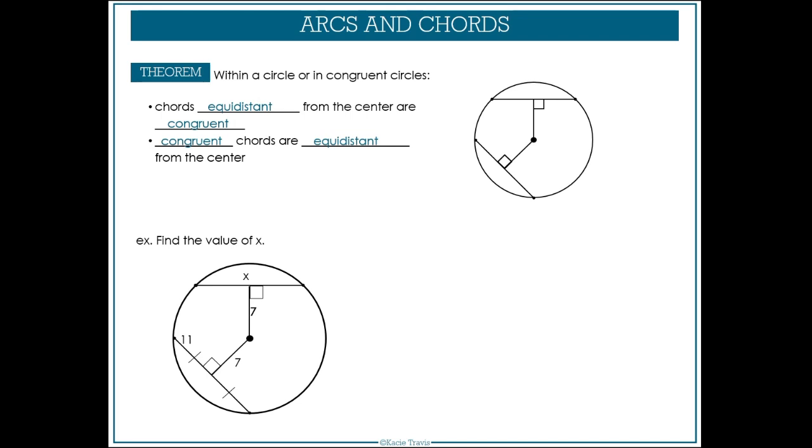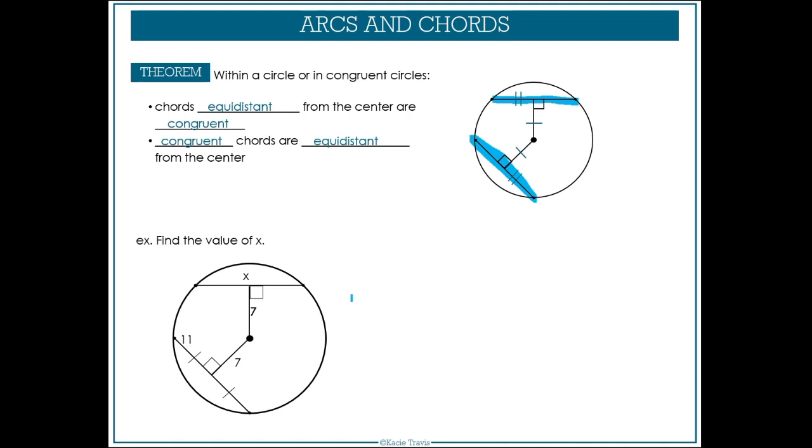So, when we talk about this, let's look at these two chords that we got here. Chords go from one endpoint on the circle to another endpoint on the circle. So, if we have these guys right here, if these two are the same distance from the center, then that means that these two are also congruent. So, again, if we have two of them that are the same distance from the center, then those two are congruent. If we have two chords that are congruent, then the reverse is also true. They're also equidistant from the center.